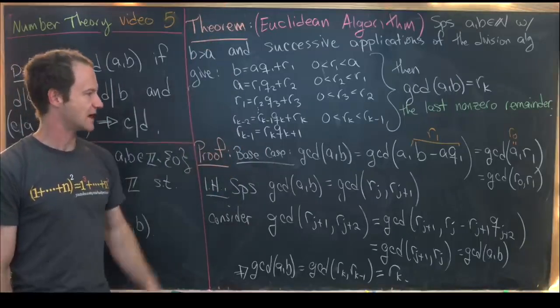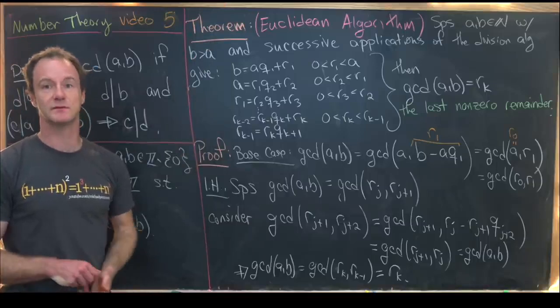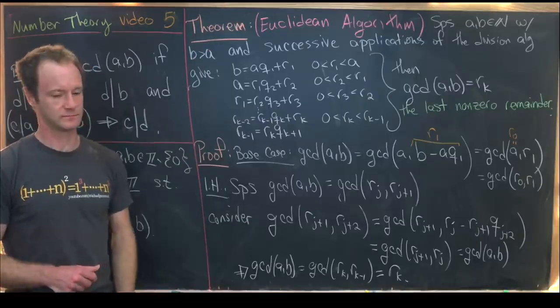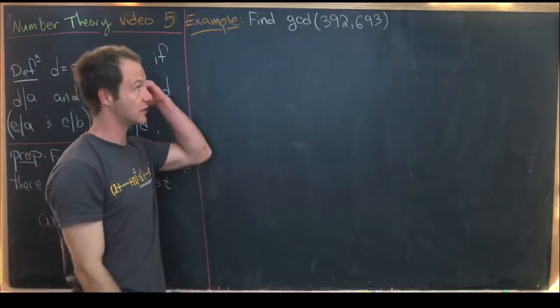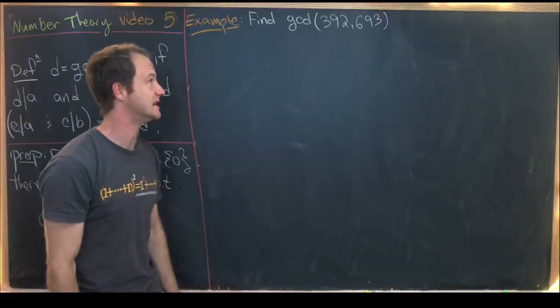Okay, so let's maybe clean up this theorem and then we'll look at some actual examples. Okay, now that we've proved the Euclidean algorithm works, let's use the Euclidean algorithm to find the GCD of 392 with 693.